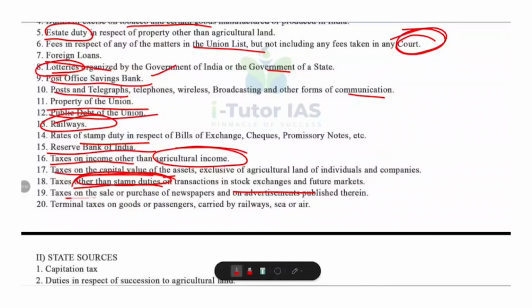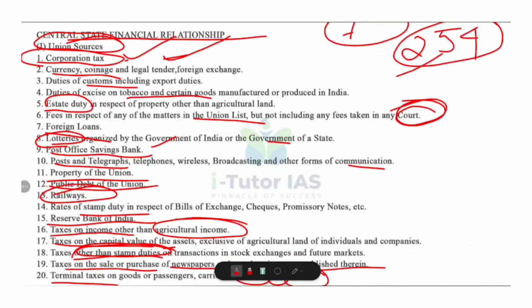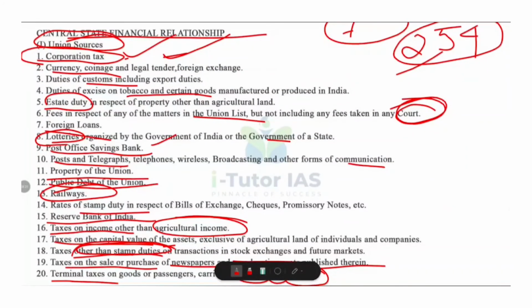Then taxes on the sale or purchase of newspaper, on advertisements published therein. Including tax on sale or purchase of newspapers and their advertisement. And the last one, terminal taxes, that is taxes on goods or passengers carried by railways, seas or air. So these all are the union sources of revenue.